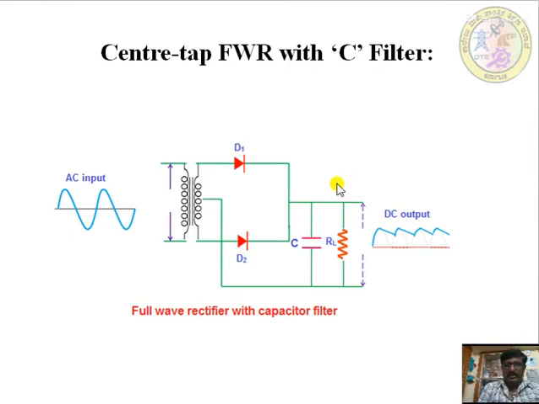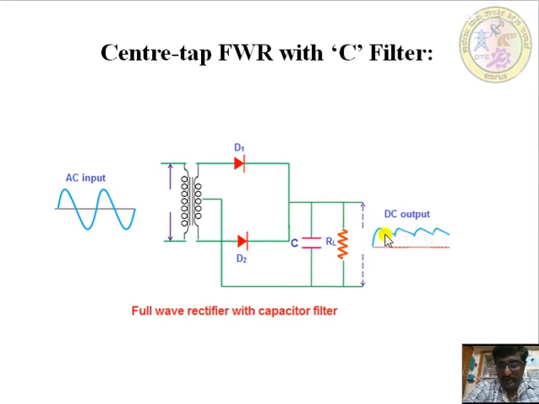Next, center tap full wave rectifier with C filter. It works the same as the full wave rectifier; we are just placing a capacitor across the load resistor RL. This is a center tapped transformer with two diodes D1 and D2. D1 will be forward biased during the positive half cycle, and D2 will be forward biased during the negative half cycle.